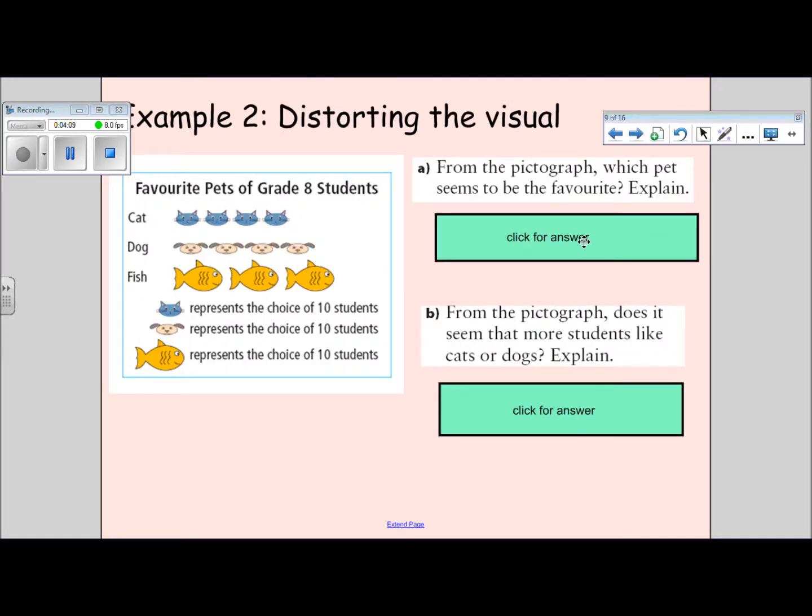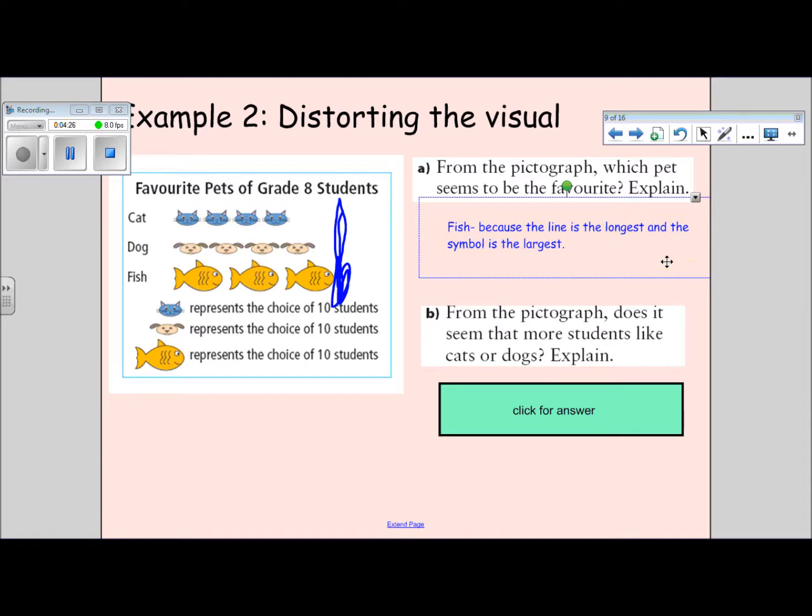Distorting the visual. From the pictographs on the left, which pet seems to be the favorite? So on the left, we look and we can see that right here, the fish is leading. So it looks like the fish is the number 1. It's the longest and the symbol is the largest.